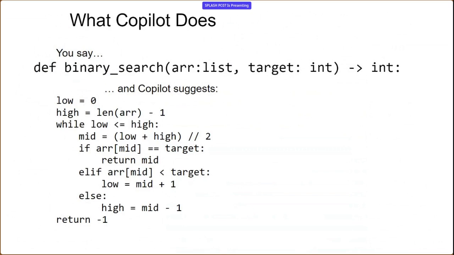So what we do here is I, as a user of Copilot, say, define binary search, array list, target int, and it returns an int. Actually a Boolean, but an int. And so I set it to Python, and I say, go Copilot. And then Copilot is like, okay, fine. Here is a binary search implementation. And so this, Dakota and Austin tell me, is what Copilot generated.